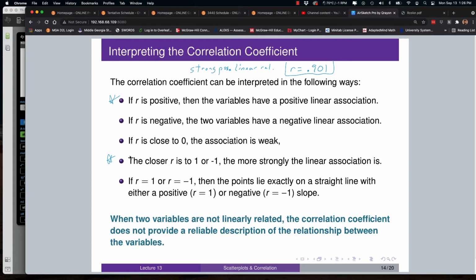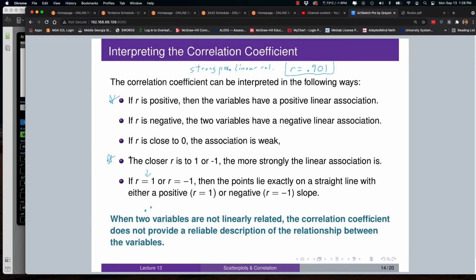Now the last caveat here, the last bullet, says that if R equals 1 or negative 1, then the points lie exactly on a straight line. So if you ever do regression and try to find the correlation coefficient, and that value ends up being exactly 1 or exactly negative 1, then the points fall on a straight line. If R is exactly 1, then all your points fell on your graph in a perfectly straight line. Or sorry, that's the negative 1.